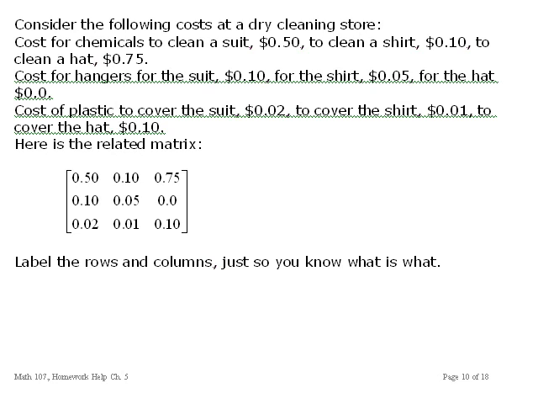So if I look back through this and I have to figure it out, this row, I'm sorry, gives the chemicals, right? And the next one looks like it gives the hanger cost. And the next one is plastic. So this column right here is for the suits. The next one is for the shirts. And the third one is for hats. And that's basically all you have to do there.